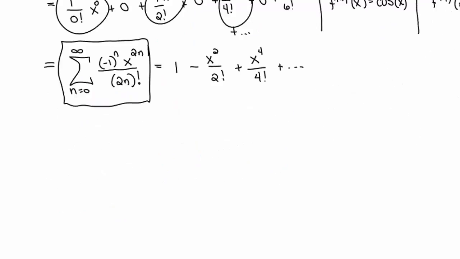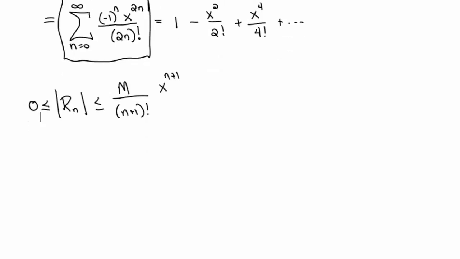All right, so let's see. We want to showcase that the remainder is bounded by something over n plus 1 factorial, and then x to the n plus 1 power. By the way, the remainder is always greater than 0. So let's see, the remainder. I happen to know that M will be the bound, so I'll say where M is the bound on the n plus first derivative at any value of x that I so choose.